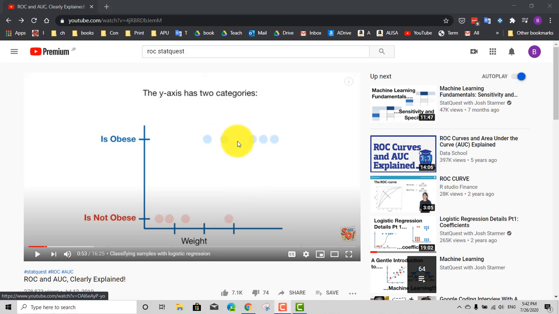And then we also have the coloring. In other words, you could never have a blue dot down here, because the blue dot means obese, so you couldn't have it down here. You could never have a red dot up here because the red dot means not obese, and up here would mean that it was obese, so that doesn't make sense.